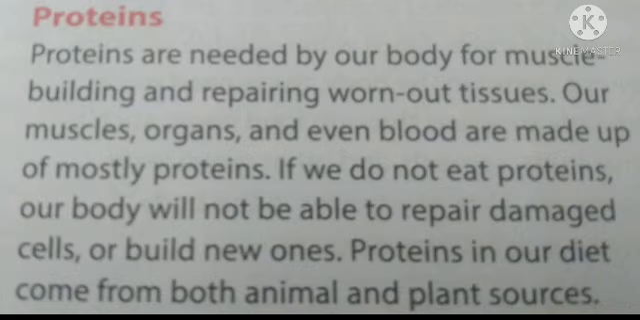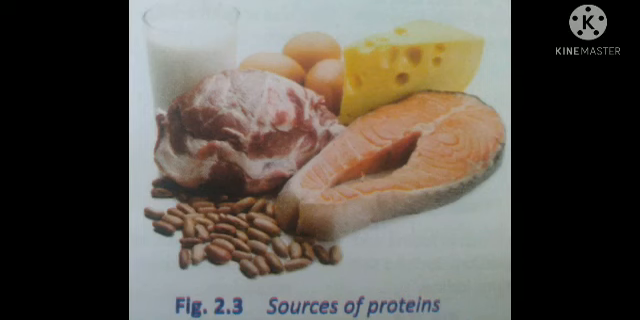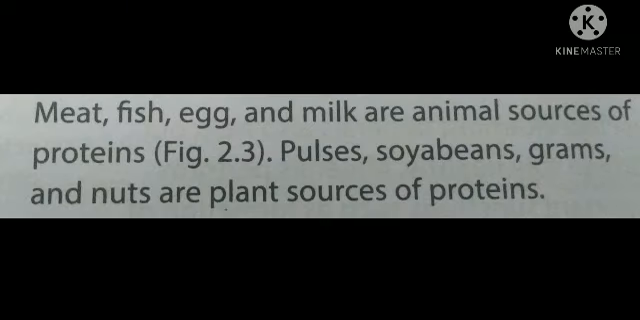As you can see, the proteins in our diet come from both animal and plant sources. Meat, fish, egg, and milk are animal sources of proteins. Pulses, soybeans, grams, and nuts are also plant sources of proteins.